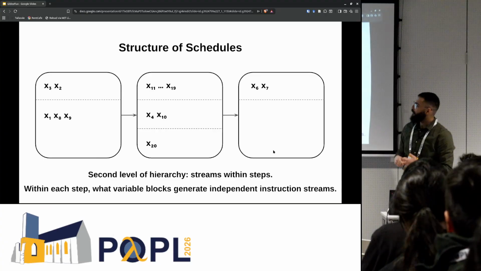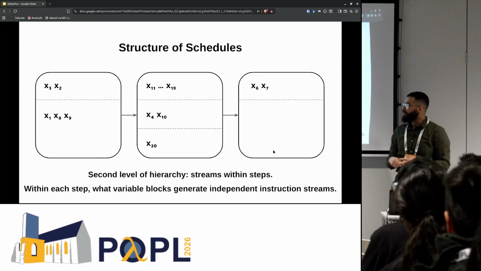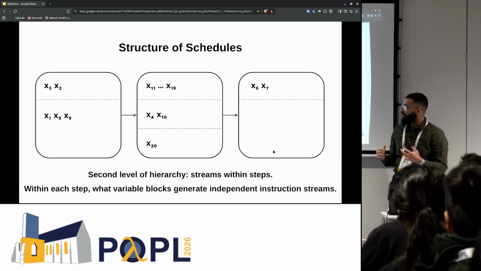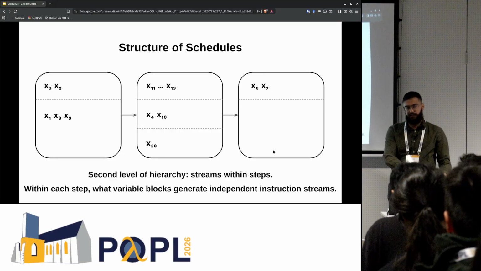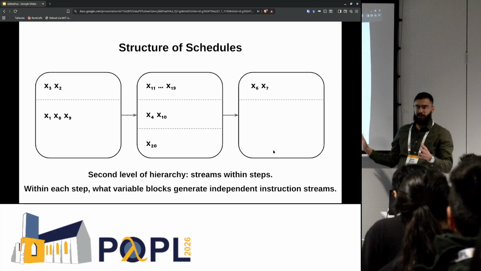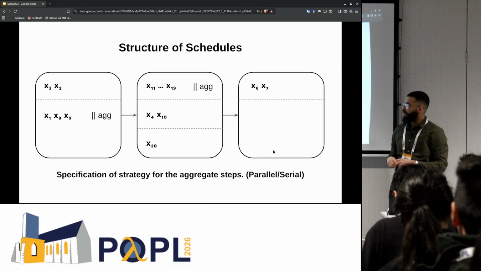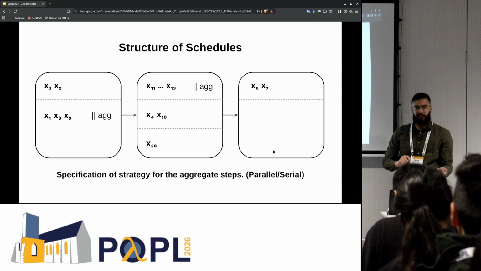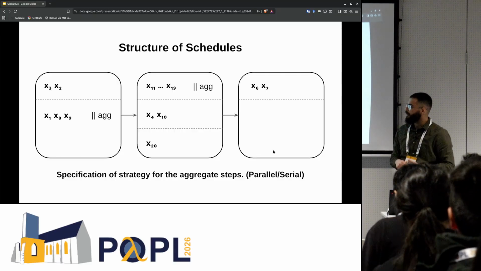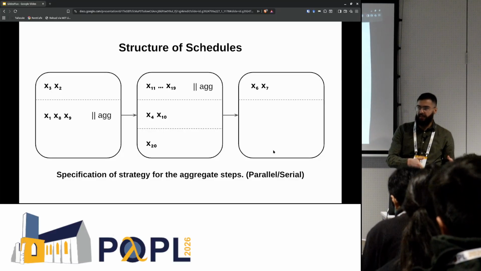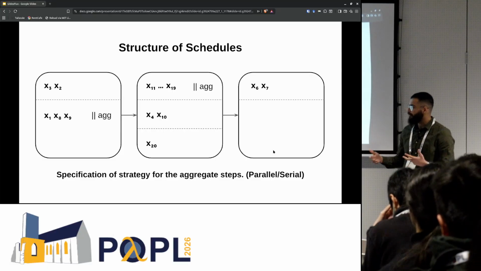The second level of the hierarchy is what we call streams. And streams indicate, within each step, what variables generate independent streams of instructions to be executed on the device. And essentially, this is just to accommodate the hardware. Lastly, we could tag some of these streams for whether the aggregation step should be done in parallel or serially. And with this sort of a schedule data structure, we can write high throughput samplers for both the Ising example, for the mixture modeling example, and many more things.